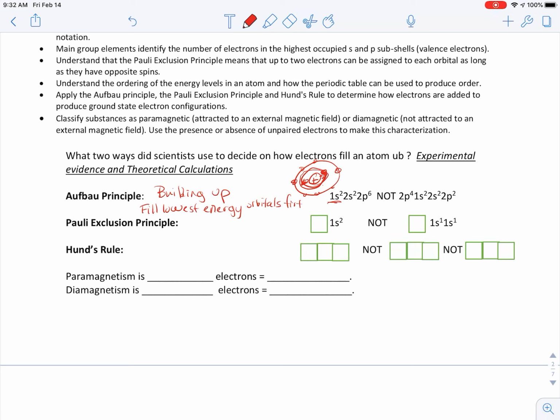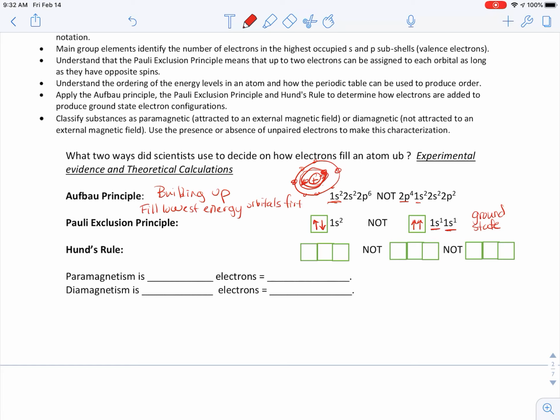So you got to fill the 1s. You can't fill the 2p way out there before the 1s. The exclusion principle, it just means this is the one that's related to you need to have your arrows opposite. They can't both be up when you're in your ground state. If you were to do them both up, they would end up with the same quantum numbers, and you can't have an atom with them having the same quantum numbers.